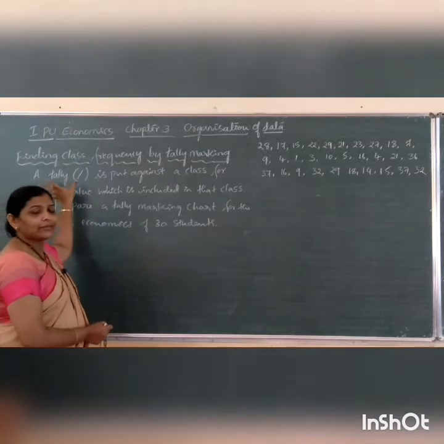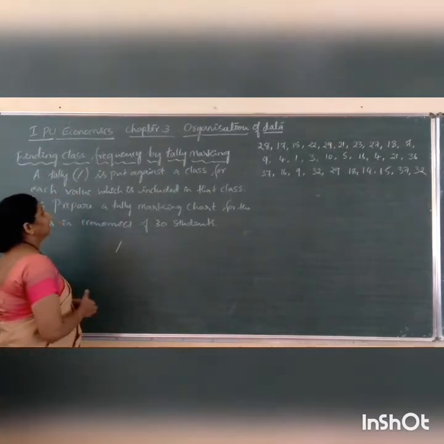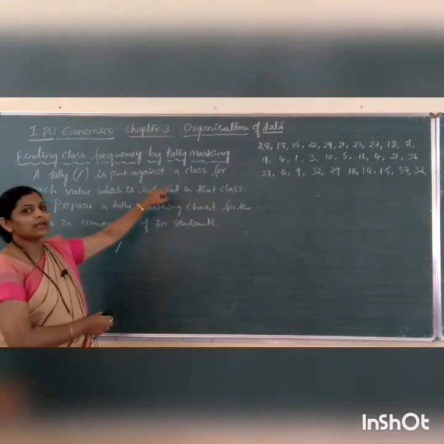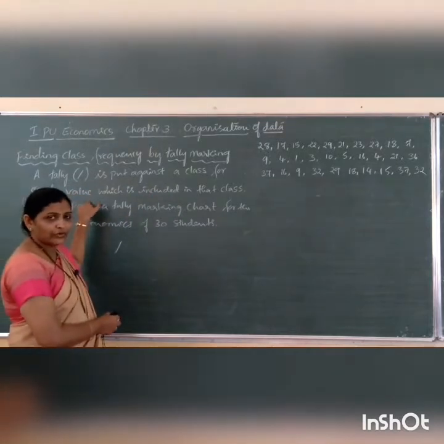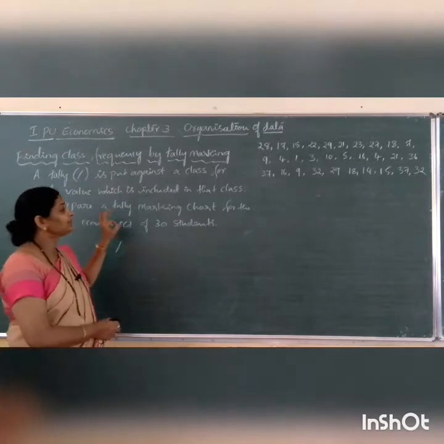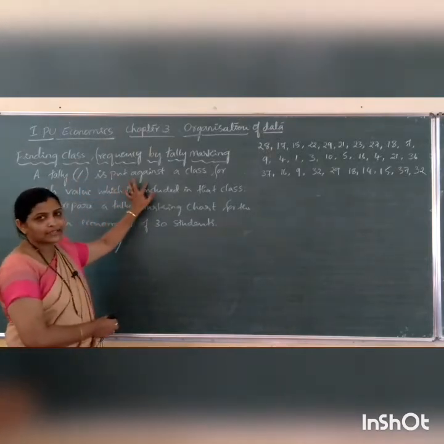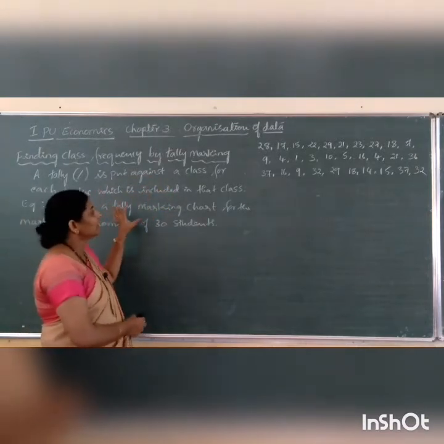A tally mark like this is put against a class for each value which is included in that class. A tally mark is put against a class for each value which is included in that class.